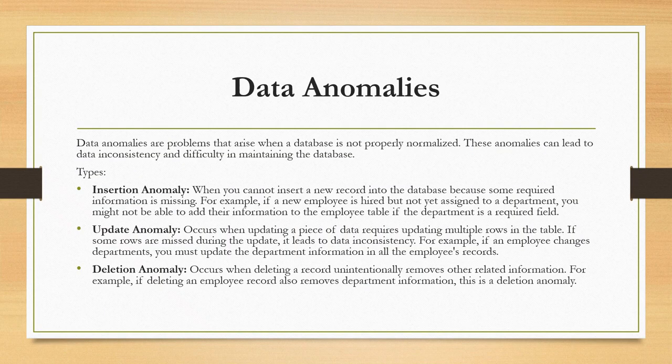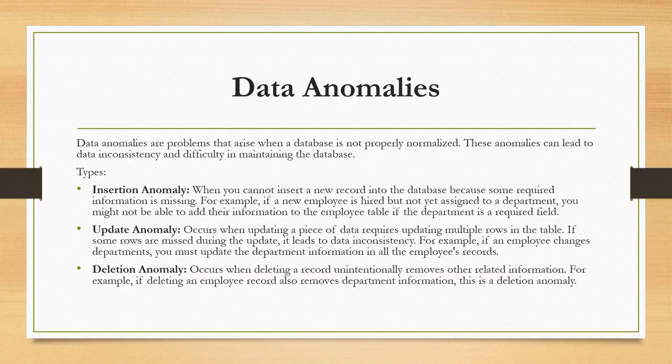Data anomalies are problems that arise when a database is not properly normalized. These anomalies can lead to data inconsistency and difficulty in maintaining the database. The three main types of data anomalies are insertion anomaly, update anomaly, and deletion anomaly. Let's see about the insertion anomaly.